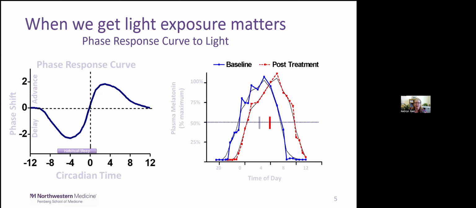And just as an example of a phase delay, this is a single person's melatonin profile. Melatonin is a hormone that's produced at night, and we use that in human studies as a marker of the circadian clock. In this case at baseline, we have a midpoint of sleep, midpoint of the melatonin at about 3 a.m. When we give a phase delaying pulse of light, we can shift that melatonin profile by an hour or so. And so the effects of light and when we get it are important, so that's something to consider here.